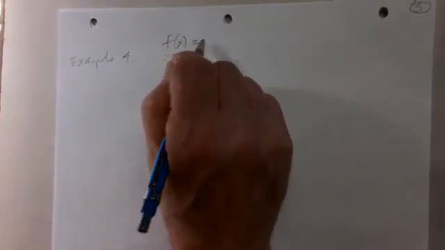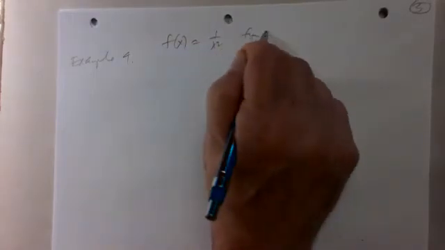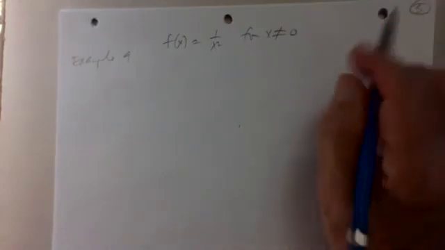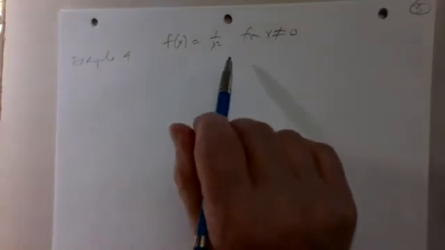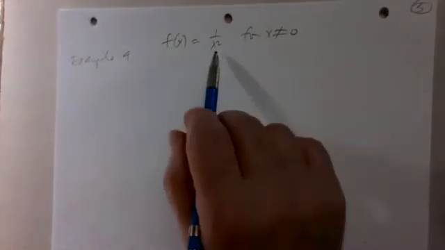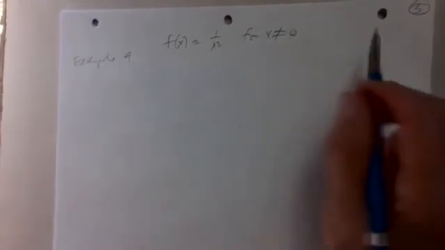Example 4. Suppose we take the function f of x equal 1 over x squared. Again, it's only defined for x different from 0. For x different from 0, positive or negative, x squared is positive. So this function is always positive. And what does the graph of this function look like?